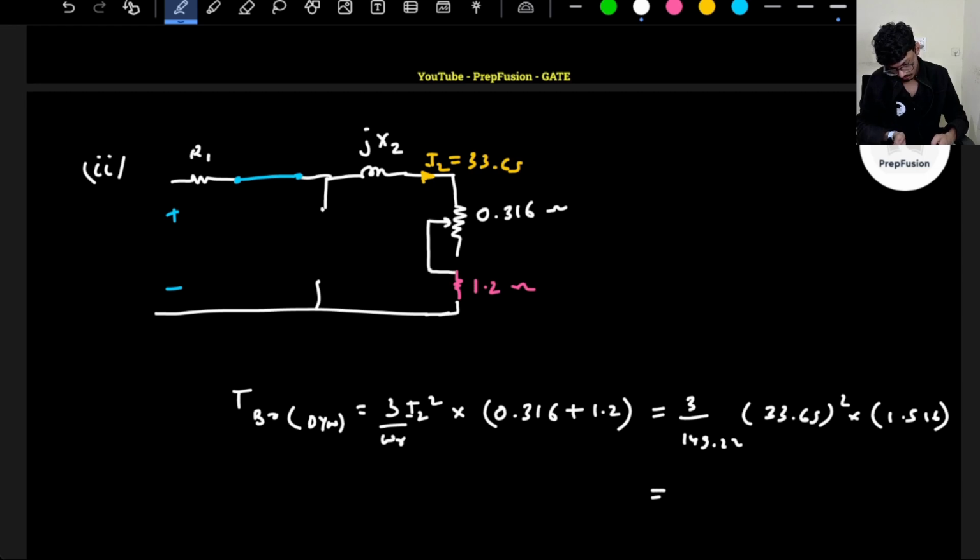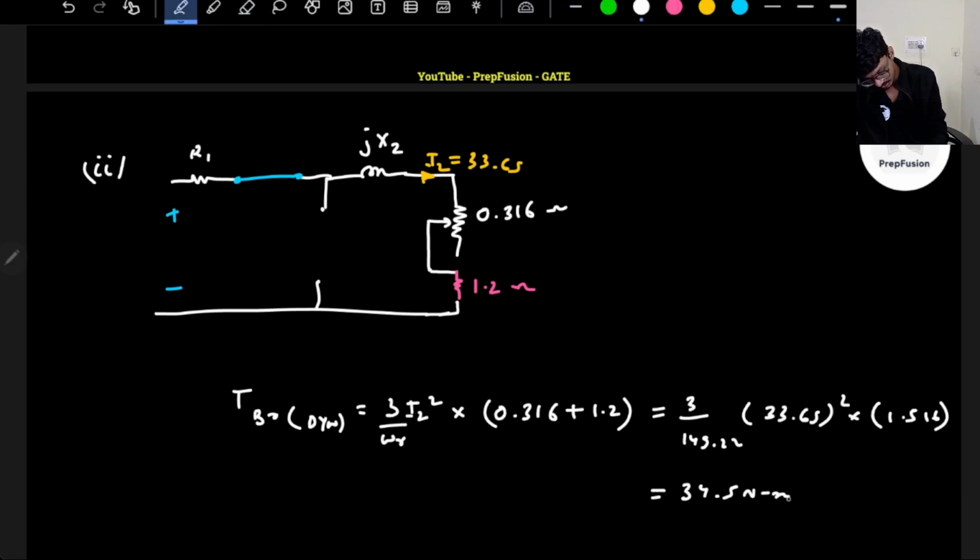Sorry, this is 0.316, not 1.5, minus 0.3, into 33.65 whole square into 3 divided by 149.22. So it becomes around 34.5. Remember, this is the braking torque due to the dynamic braking.